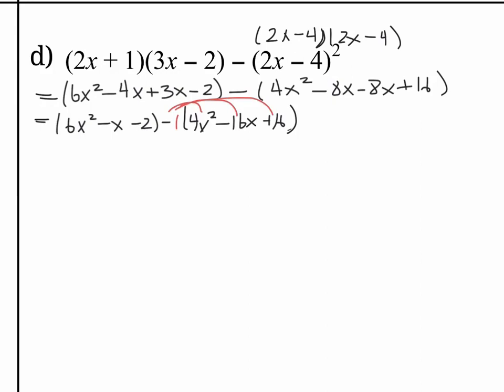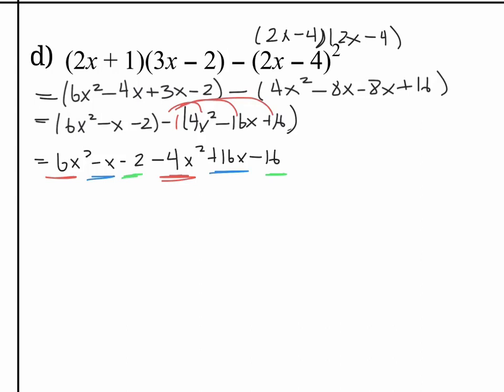So quickly, let's rewrite this as 6x squared minus x minus 2. And then we have negative 4x squared plus 16x minus 16. Collecting like terms, we've got a couple x squareds here. We've got an x, another x here, and then we have these constant terms.